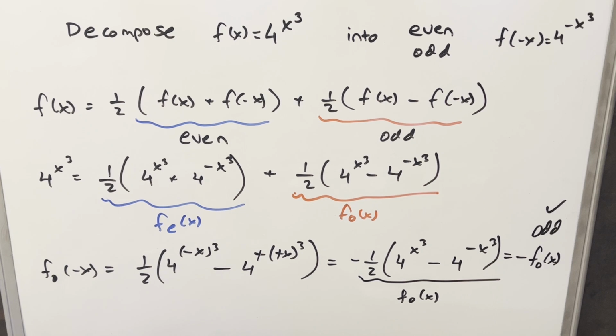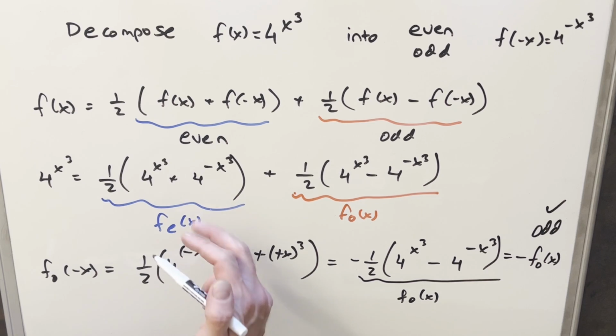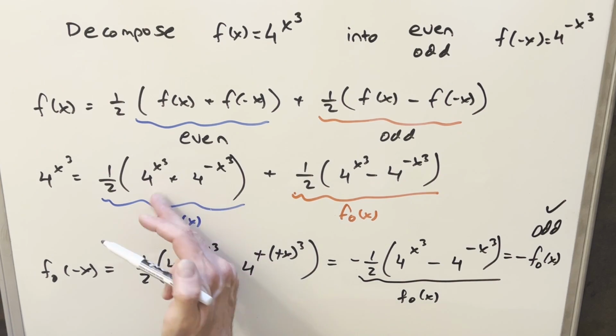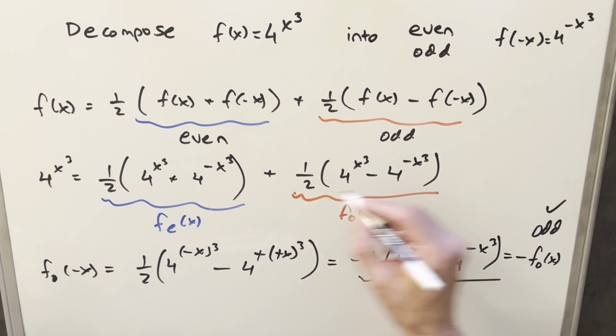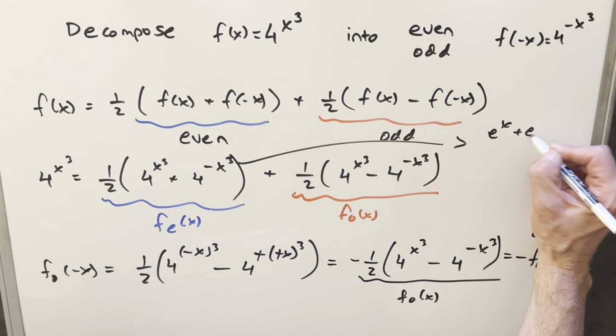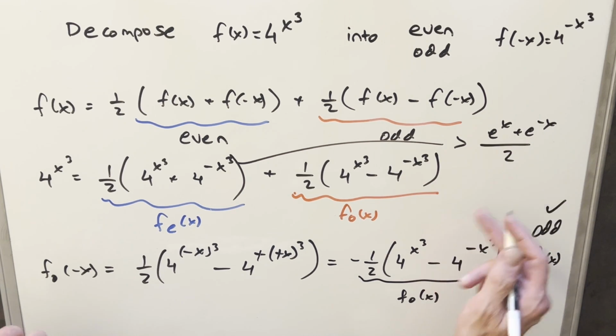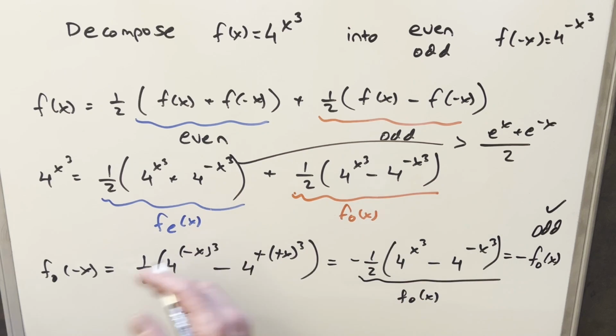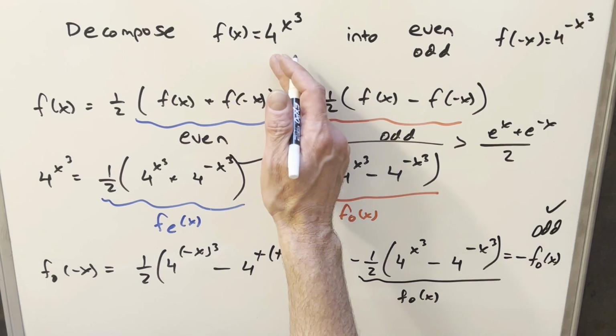Okay, now one quick note on this. This is really similar to another video I did on e to the x being equal to cosh x plus sinh x. You'll notice this is really similar. If, instead of having 4, you have an e here, this is really similar to e to the x plus e to the minus x over 2. And then this is the same thing with just a minus sign. So we're really doing the same kind of thing with just a different base.